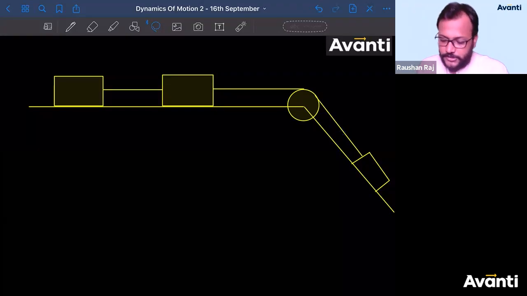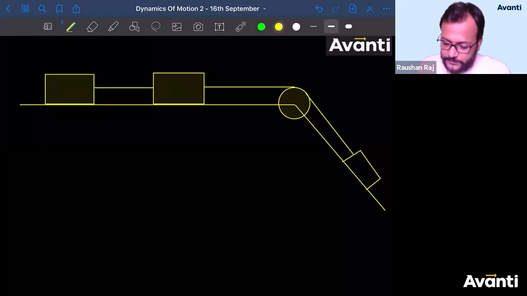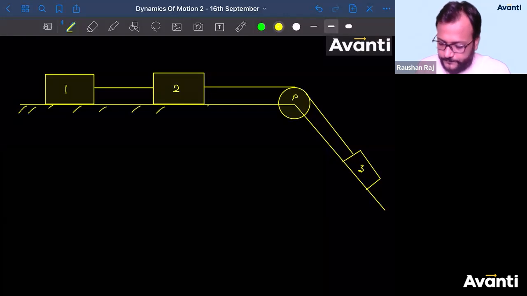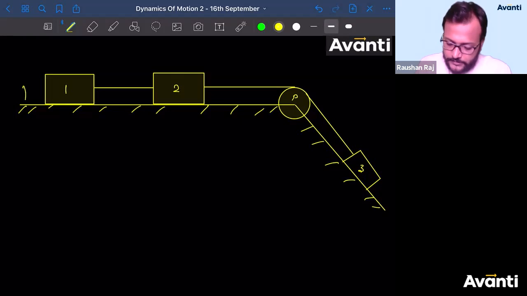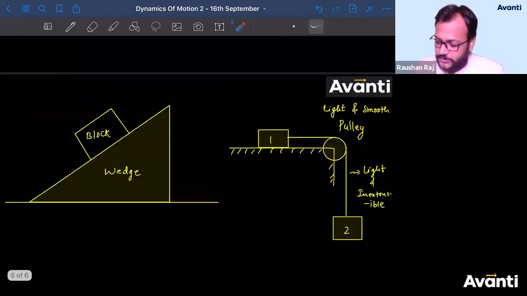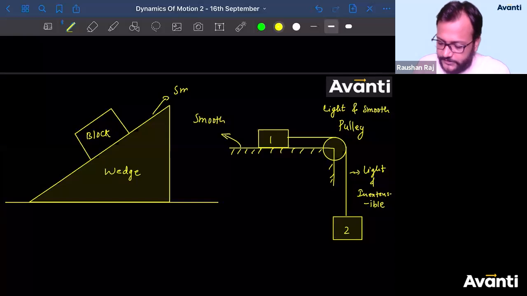Okay, so draw the free body diagram of all the elements involved in this diagram. This is block 1, this is block 2, this is block 3, this is the pulley. The surface is smooth and the rest everything. This is what, a light and smooth pulley. Here also the surface is smooth. Here also the surface is smooth.